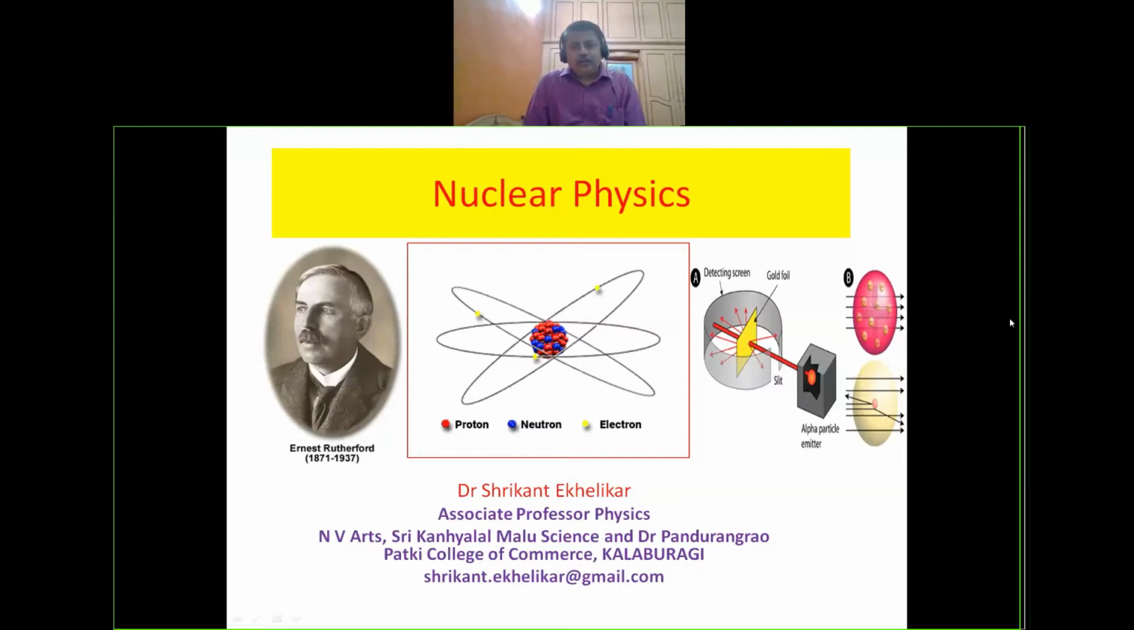So in the first slide, you are seeing the portrait of the scientist Rutherford, and on the right hand side, you are seeing the experimental arrangement by Rutherford, that is the alpha scattering experiment, which we will be taking up shortly. Just showing you the image.